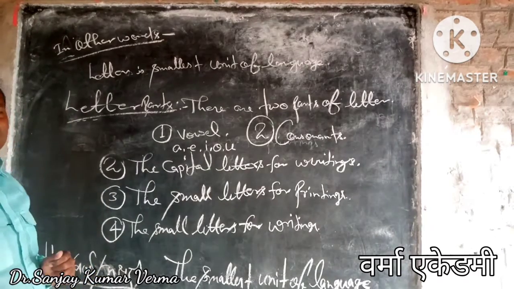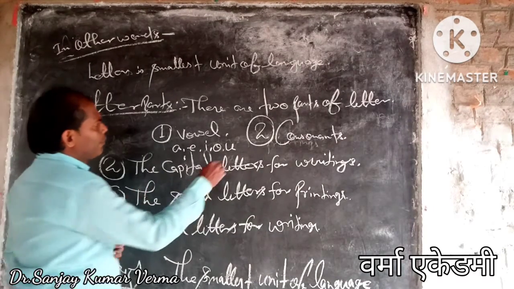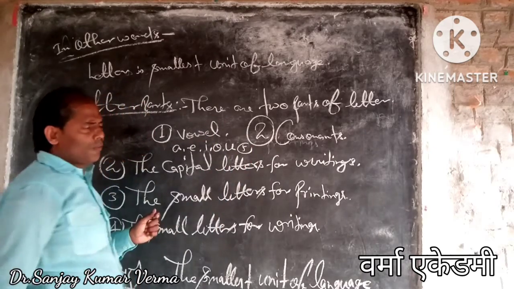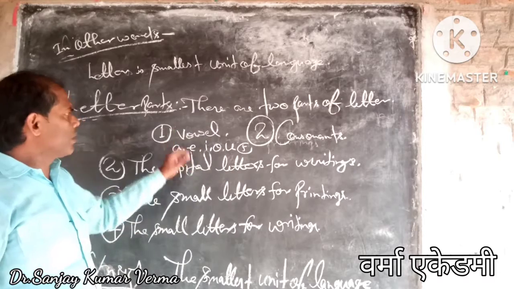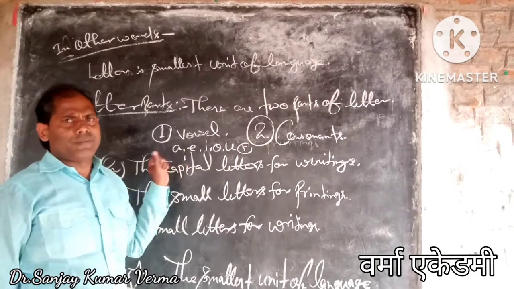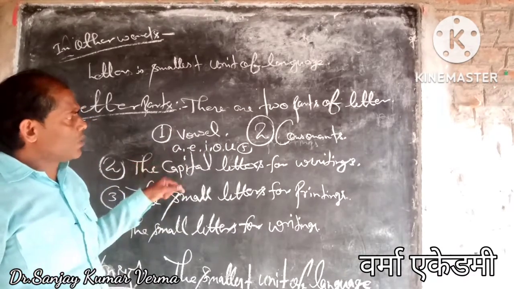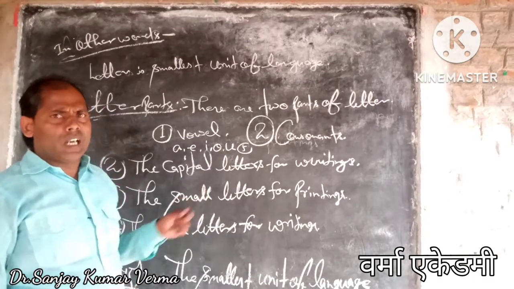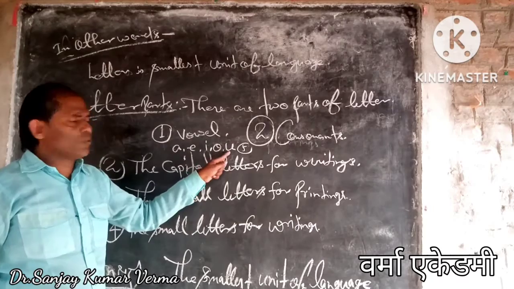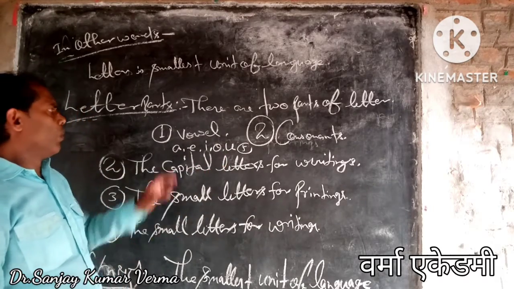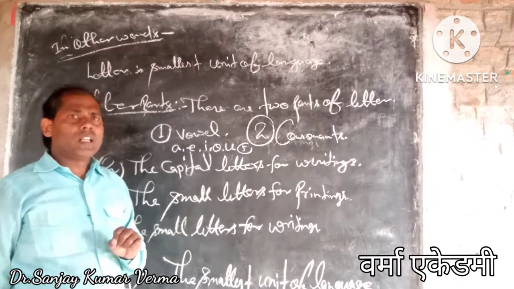The number of vowels is only five: first, second, third, fourth and fifth. A, E, I, O and U means total vowels.